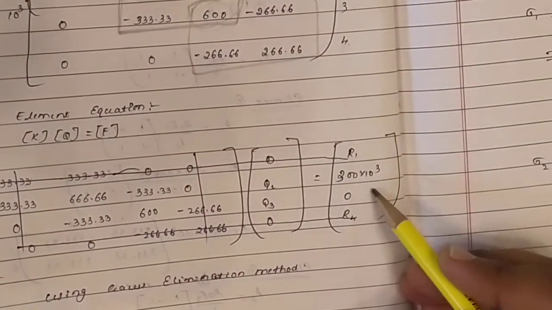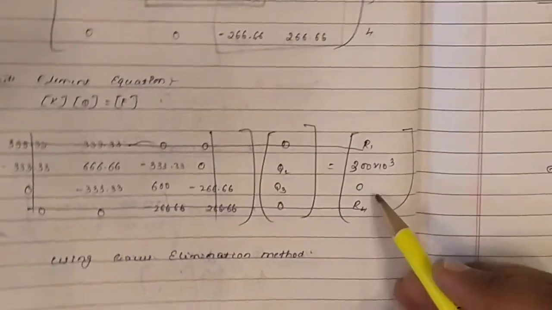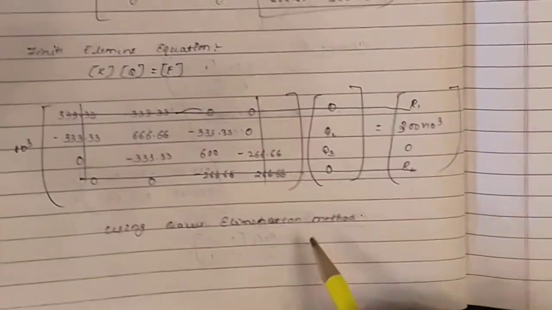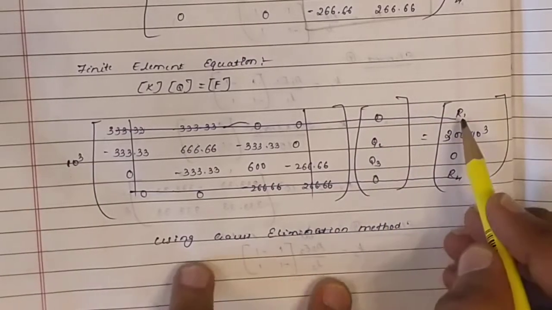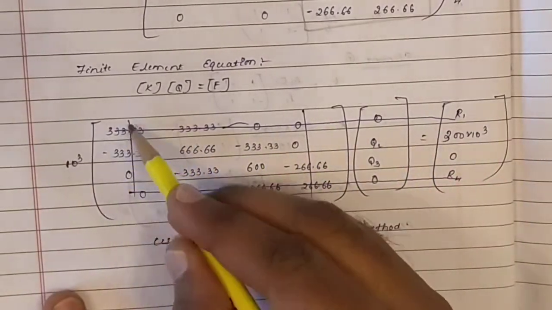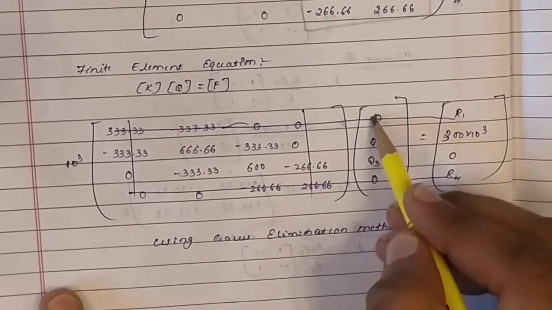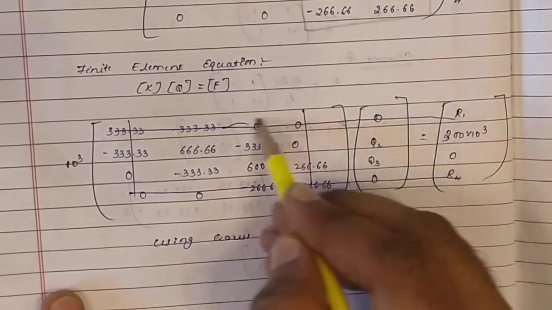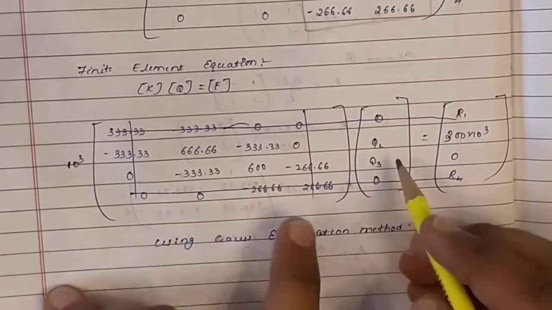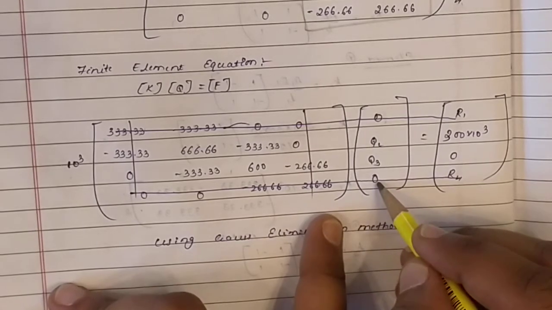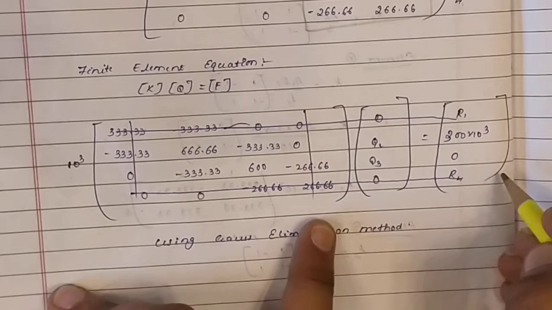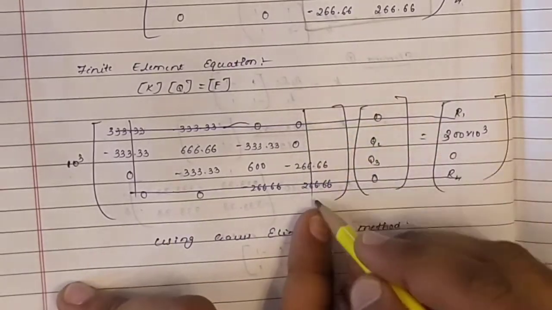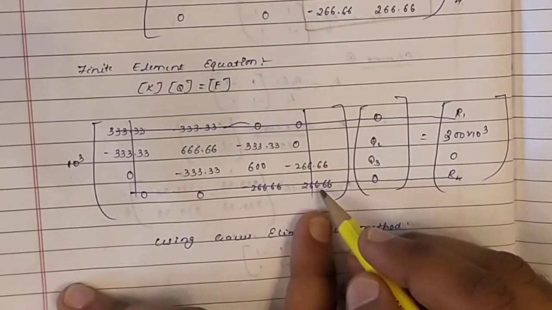R1, 300 into 10 power 3, 0, R4. Okay. Using the elimination method, wherever there is a 0 in the displacement, eliminate that row and that column. Here there is a 0 in the first row. Eliminate the first row and the first column. Next there is a 0 in the fourth row. Eliminate the fourth row and fourth column of the stiffness matrix.